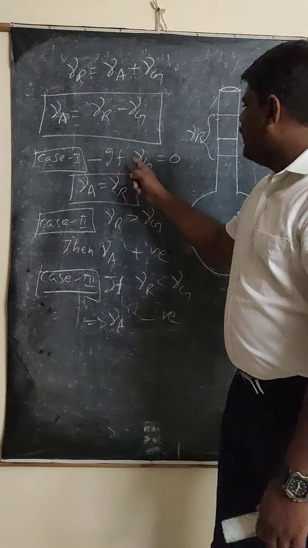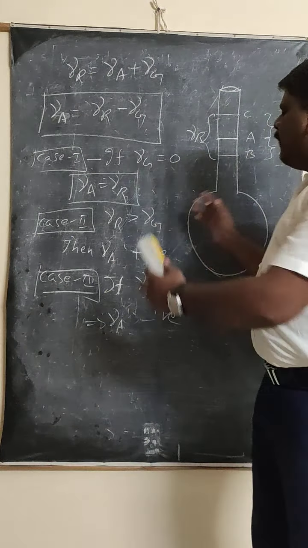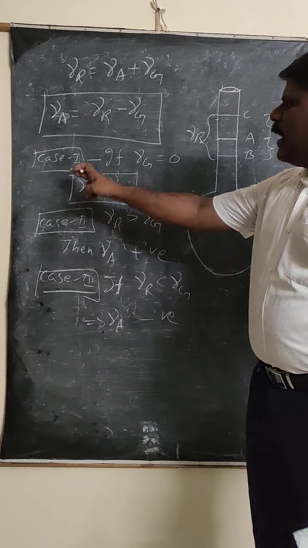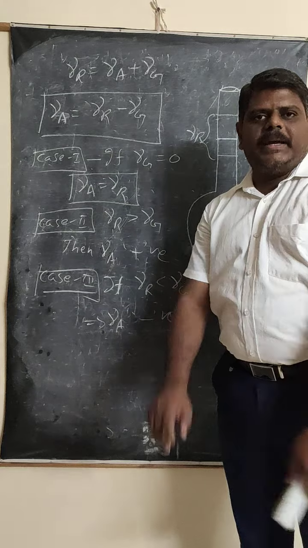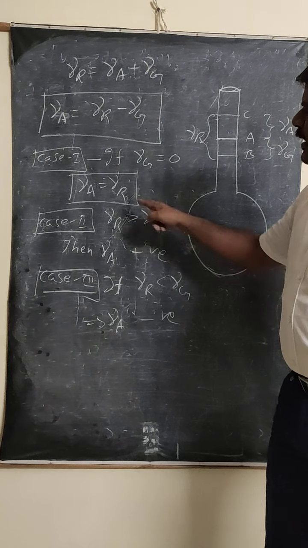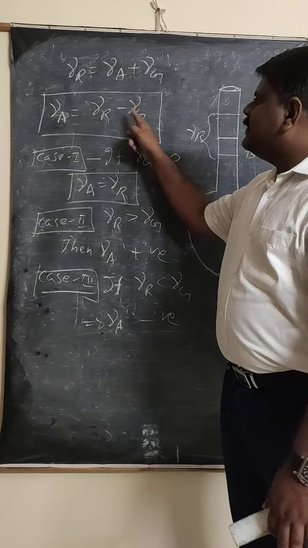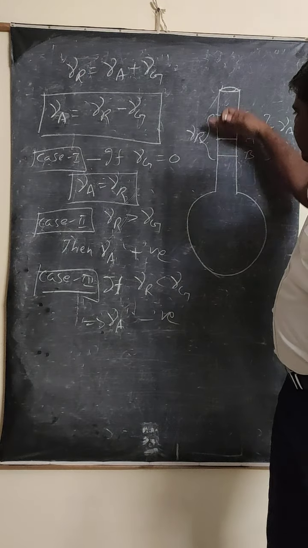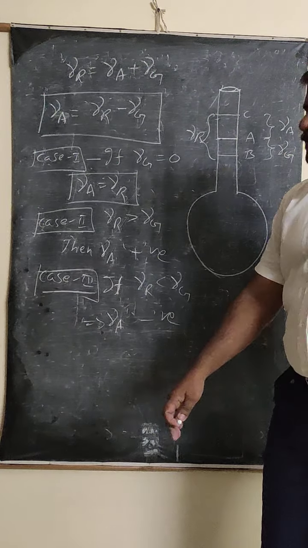First condition, gamma g is equal to 0. When the flask is not expanding, the liquid level will remain the same because gamma r and gamma a are both at the same point. Second case, gamma r is greater than gamma g. If gamma r is greater than gamma g, then gamma a is positive. If gamma a is positive, definitely the liquid level in the container increases.